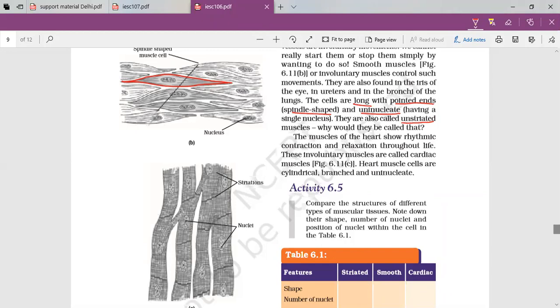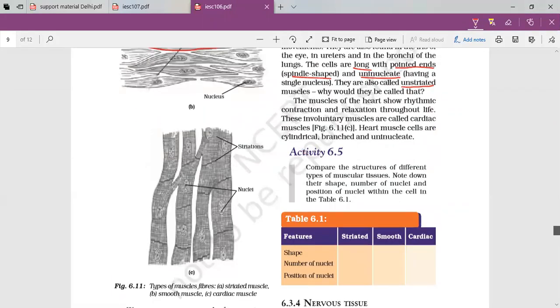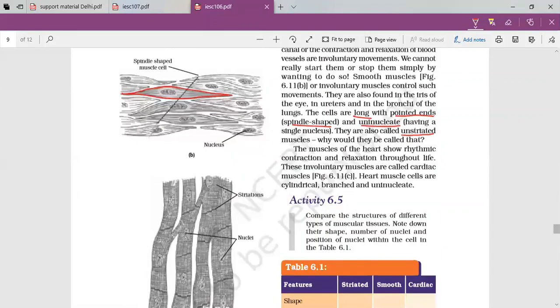So that is the structure of cardiac muscles. It's clear. So better you write this part down so you can understand. I think the sir has given you 3 parts now.